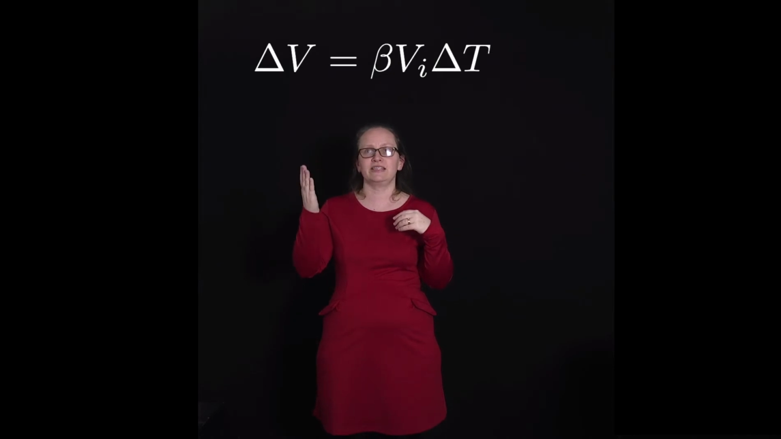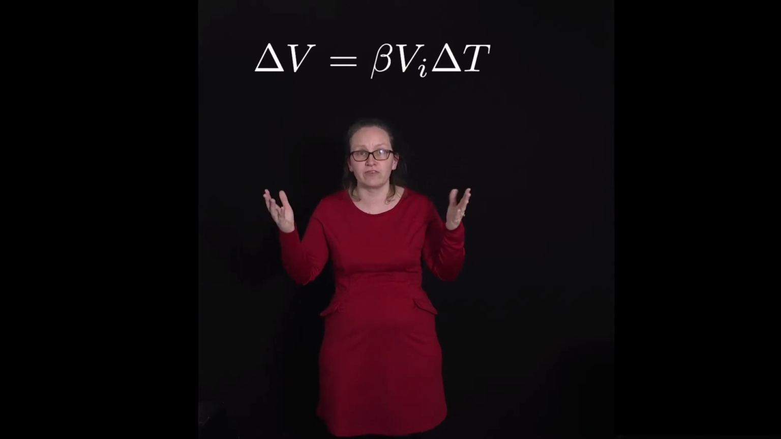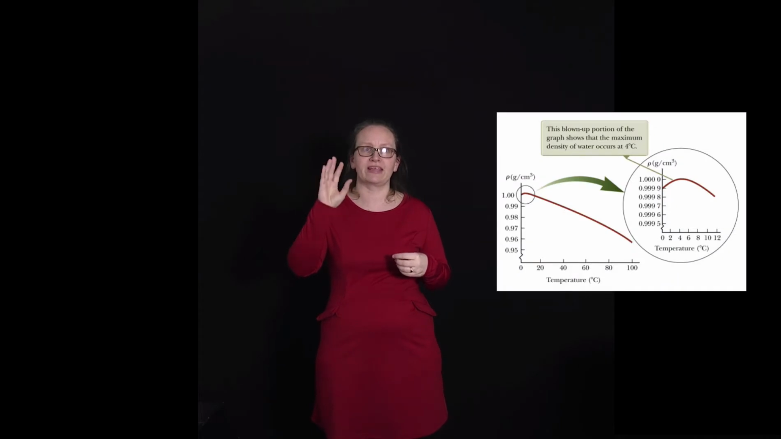Okay, so we've seen for liquids that the change in volume is given by beta times the initial volume times the change in temperature, where beta is the volume expansion coefficient. Now, this works relatively well for most liquids over reasonable changes in temperatures. However, water is actually a really special case. Around 4 degrees C, water stops obeying this rule.